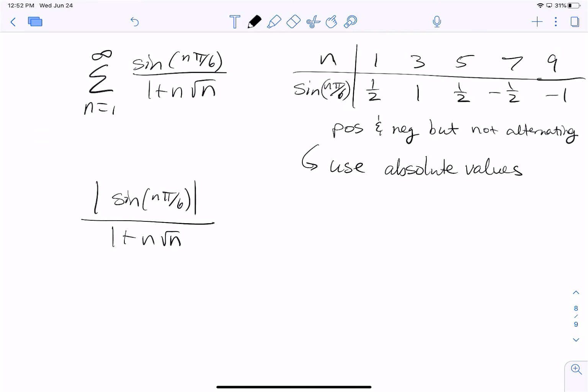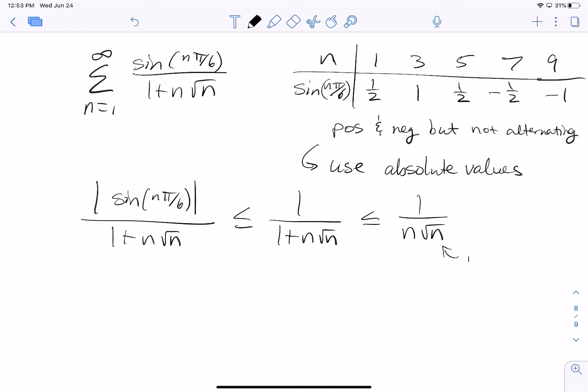Let's go there. What if I compared this to 1 over 1 plus n times the square root of n? Since in the numerator I have the absolute value of the sine, I know that that is never bigger than 1, and usually it's less than 1. So now I know that the absolute value of sine of n pi over 6 divided by 1 plus n times the square root of n is less than or equal to 1 over 1 plus n times the square root of n, which is less than or equal to 1 over n times the square root of n. And now I'm able to compare this to a p-series.